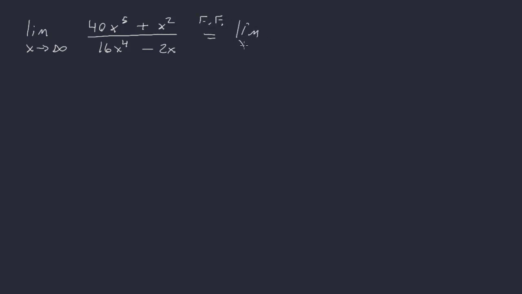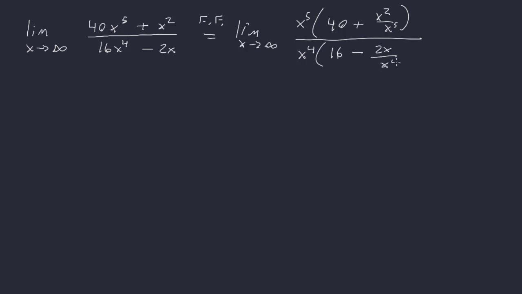Okay, so this will be the limit as x goes to infinity of, in the top, let's just take out x to the 5th. So we'll be left with 40 plus x squared over x to the 5th. Notice I kind of skipped a step here, because 40x to the 5th divided by x to the 5th will just be 40. And then here I'll factor out the highest power, basically in the top and the bottom. So here I'll be left with 16 minus 2x over x to the 4th.